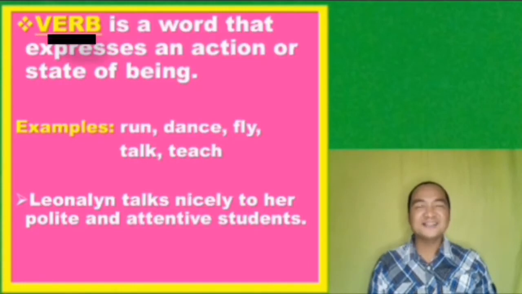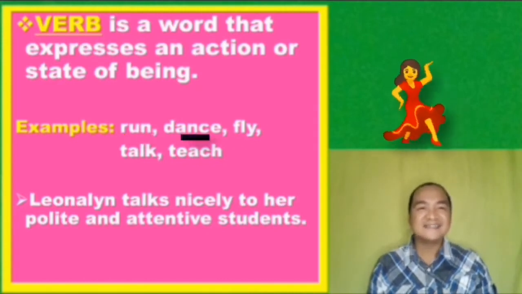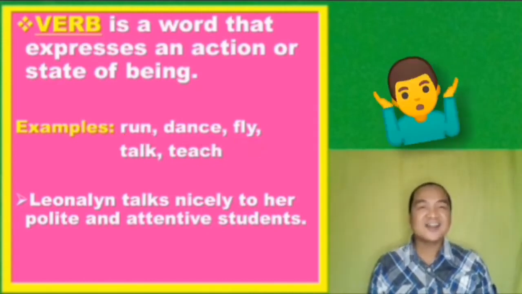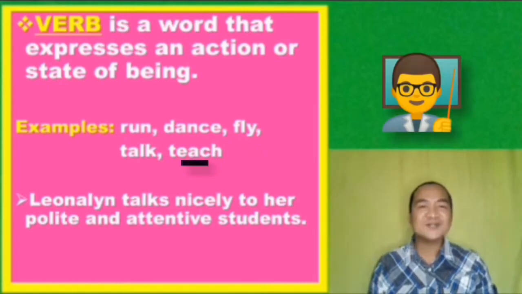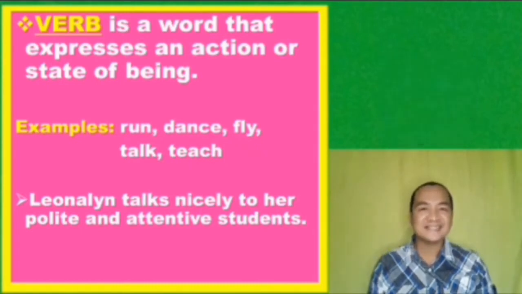Verb. What is a verb? A verb is a word that expresses an action or state of being. Examples are run, dance, fly, talk, teach. Look at our example sentence. Leonaline talks nicely to her polite and attentive students.